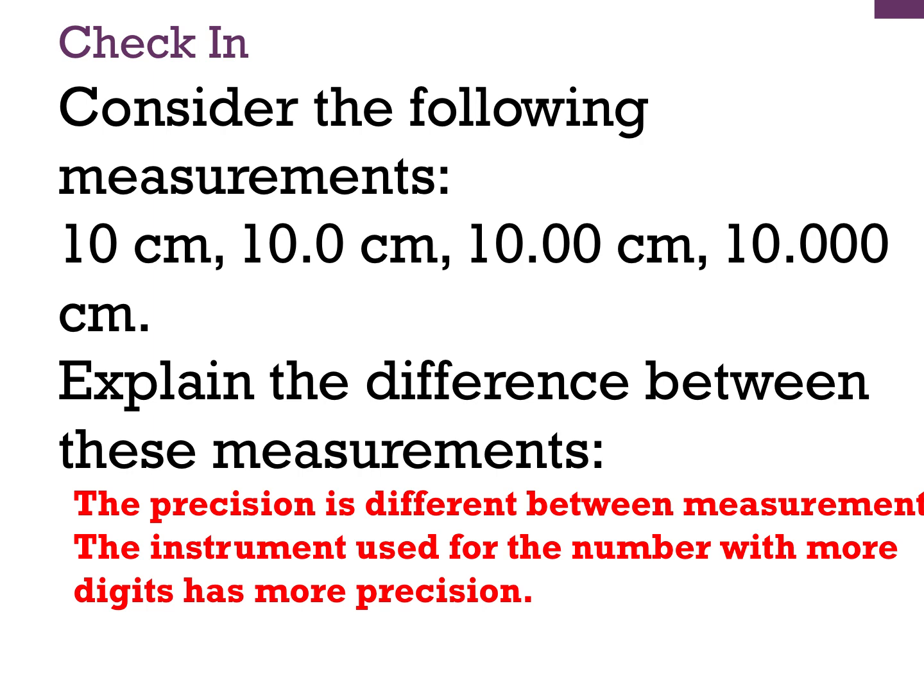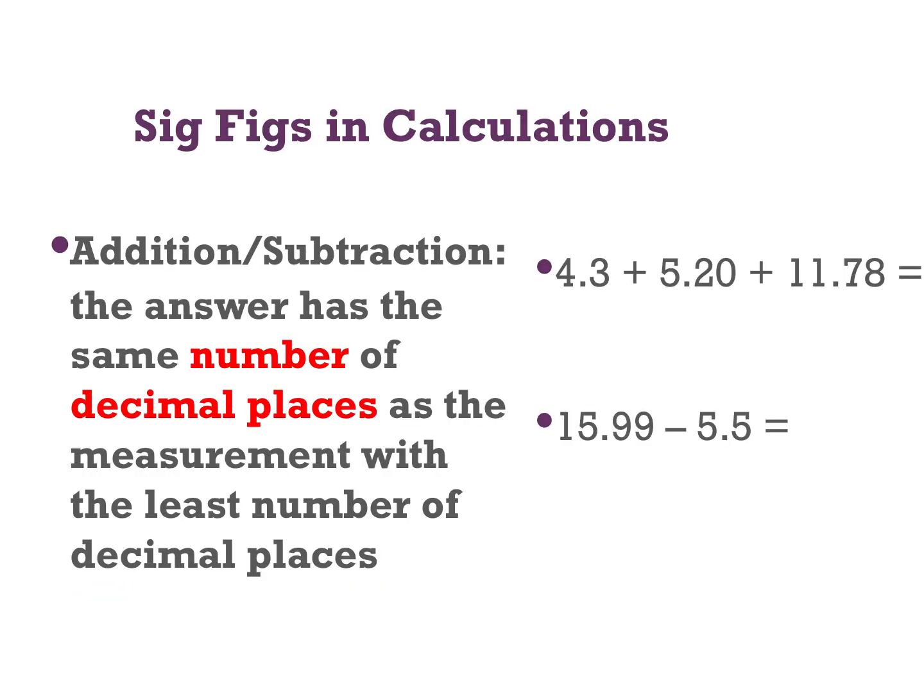If you got 10.000, you'd have zeros for in the hundredth spot. Okay, so where we're going next is we're going to look at sig figs and calculations. Now we're going to look at when we start adding, subtracting, multiplying, or dividing numbers, how do we know how many sig figs should be in your final answer? You should have a place in your notes that says sig figs and calculations, yes?